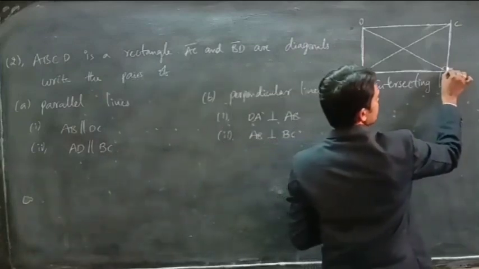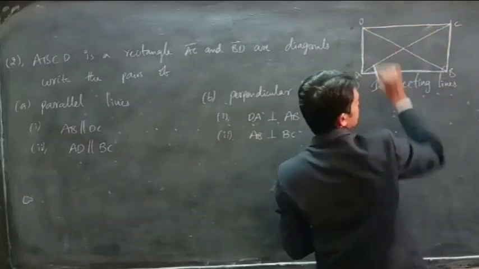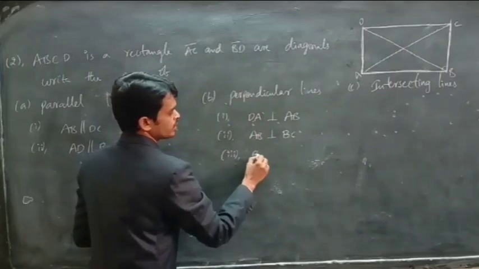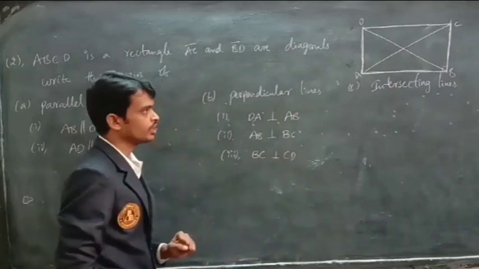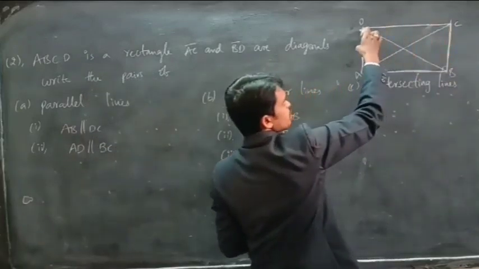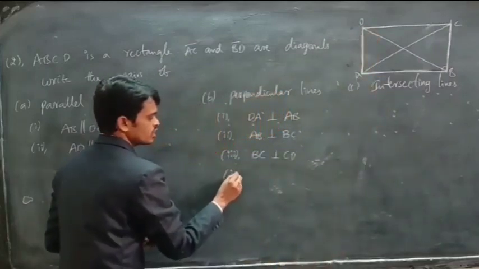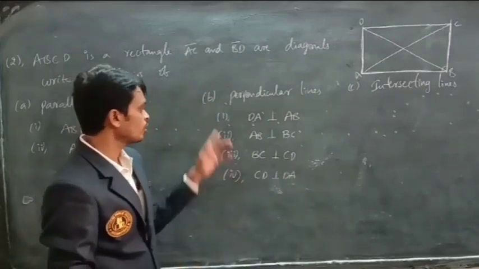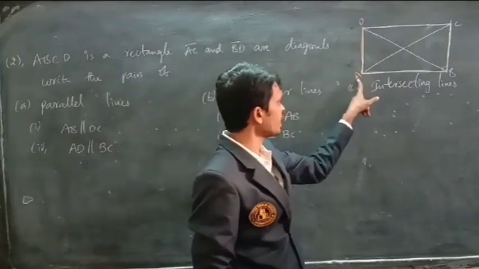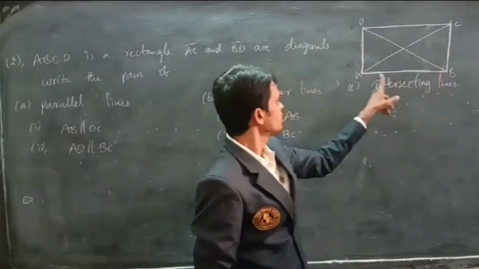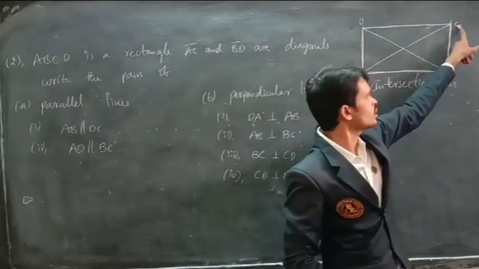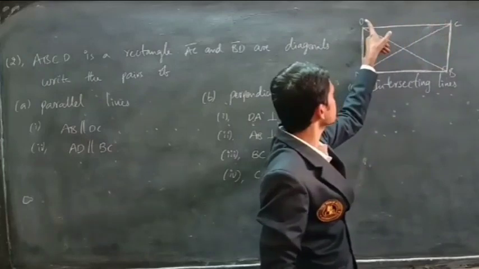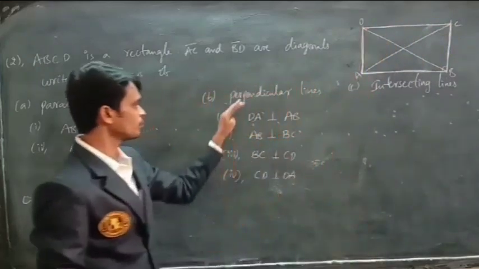Next, BC is perpendicular to CD. Next, CD is perpendicular to DA. How many pairs are there? Totally four pairs: DA perpendicular to AB, AB perpendicular to BC, BC perpendicular to CD, and CD perpendicular to DA. These are the four pairs of perpendicular lines.